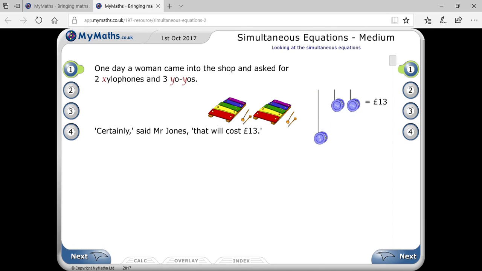Okay. Yeah. Here you can see that two xylophones and three yo-yos, their combined cost is 13 pounds. So clearly you have to write, suppose the cost of one xylophone is X and one yo-yo is Y.